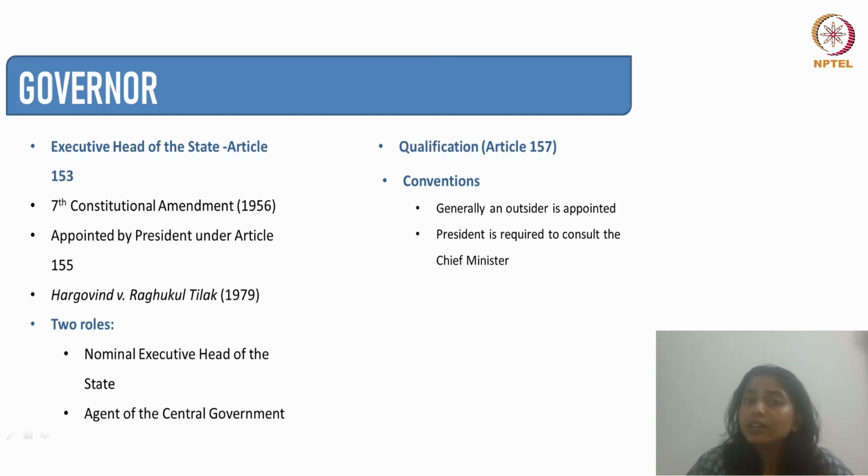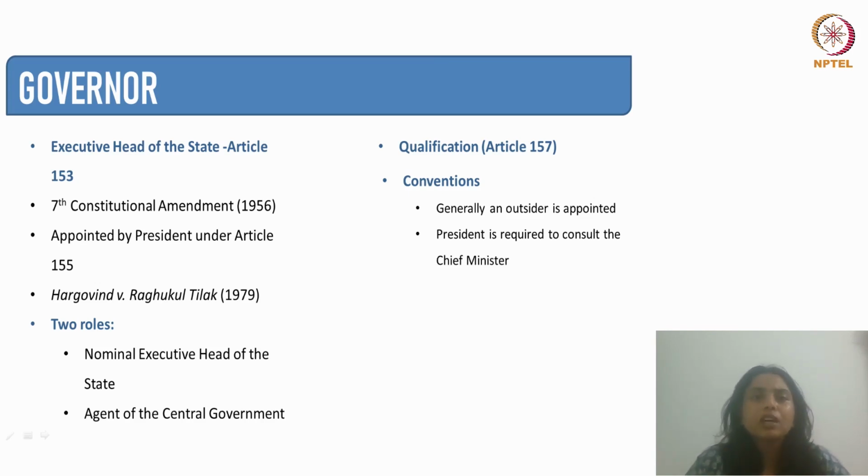So what has to be done? Firstly, he will have to be removed from the office, removed from the post of governor, then criminal proceedings can be initiated against him. So if there is an accusation of murder against a governor, this is a procedure that has to be followed. But please note that there is no such bar with respect to civil proceedings. Even while a person is in office as a governor, civil proceedings can be initiated against him, but he can claim immunity from criminal proceedings during his term.